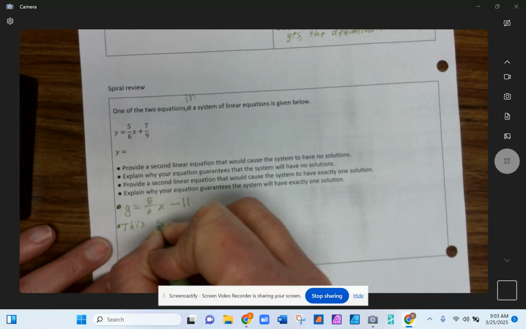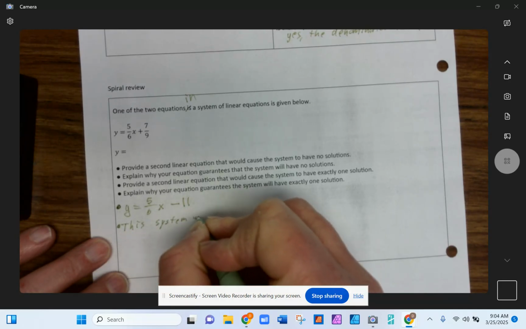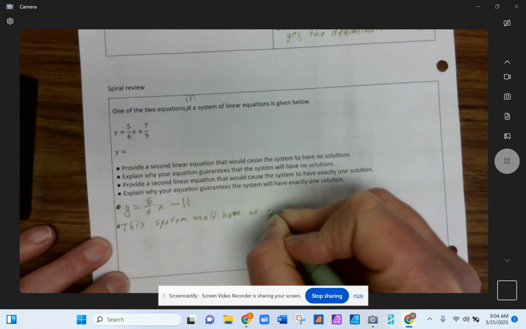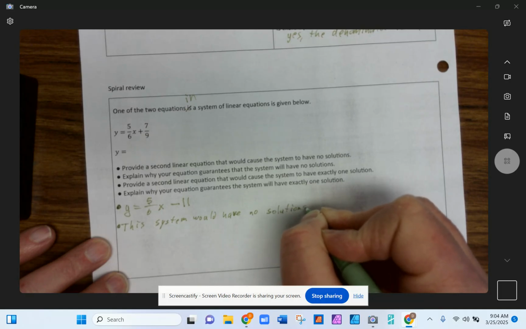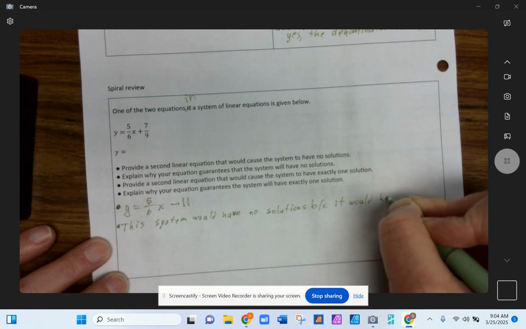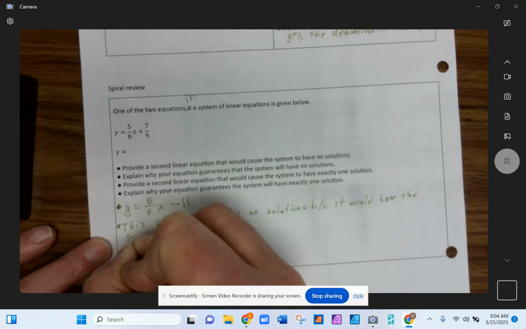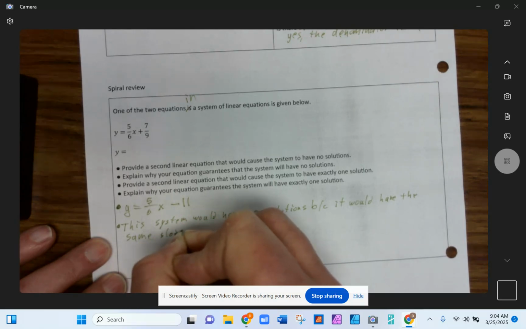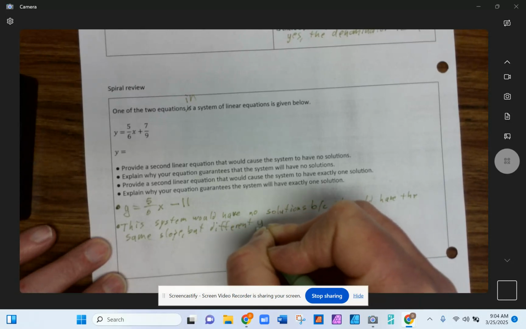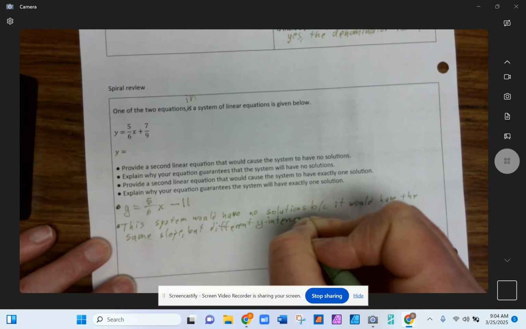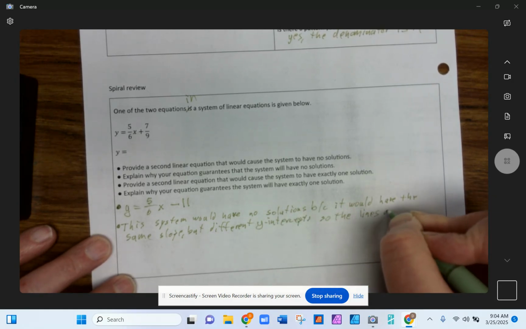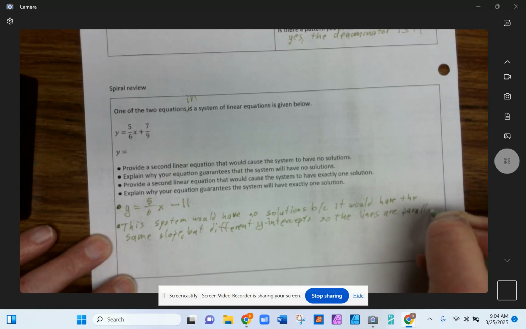This system would have no solutions because it would have the same slope but different y-intercepts. So the lines are parallel. Okay.